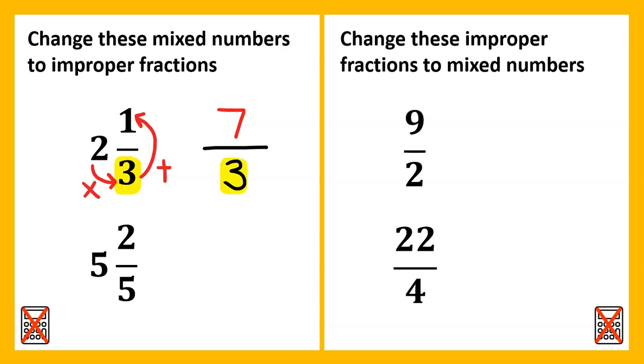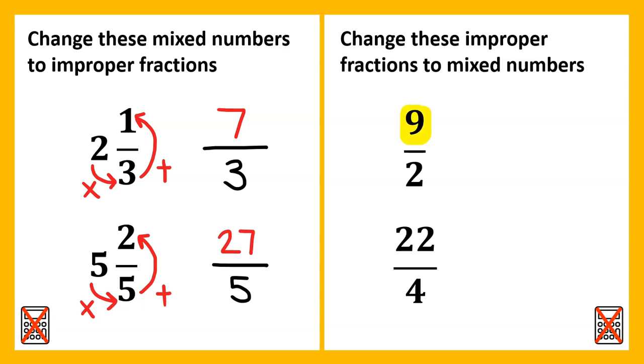The denominators will always remain the same when converting between mixed numbers and improper fractions. 5 multiplied by 5 is 25, and add the 2 gives us 27 over 5. Next, we need to change these improper fractions to mixed numbers.